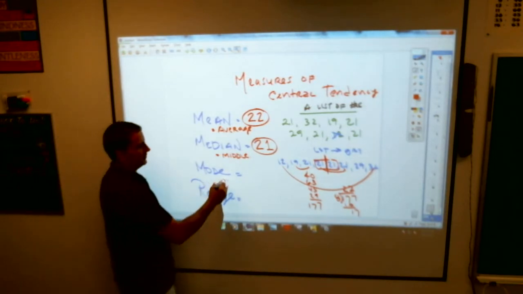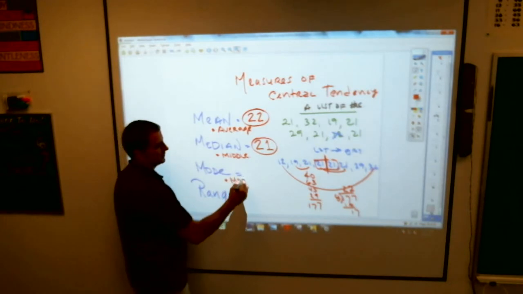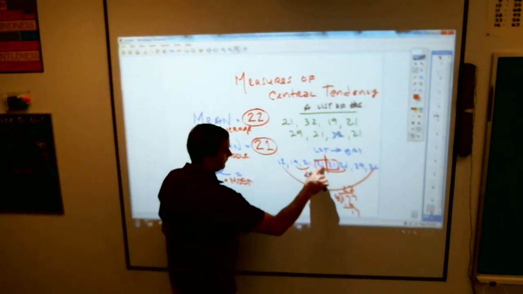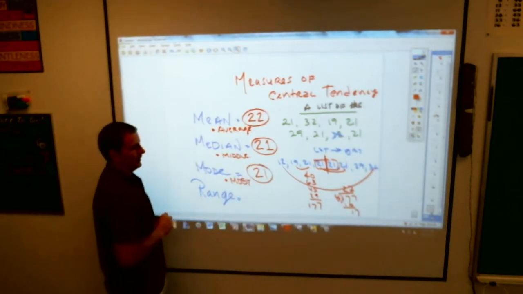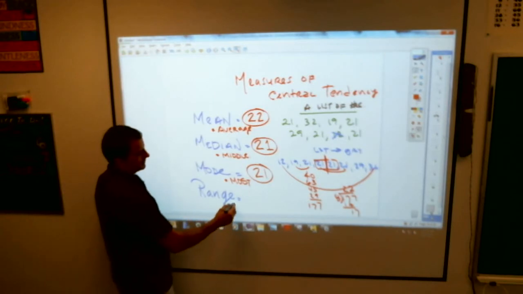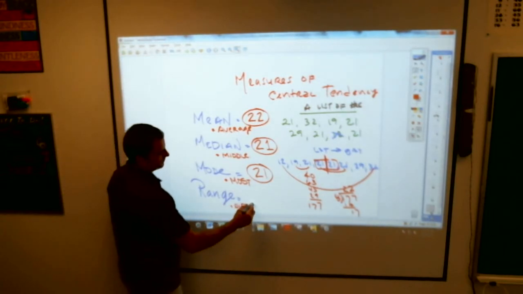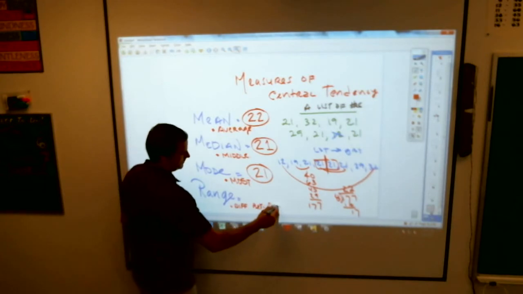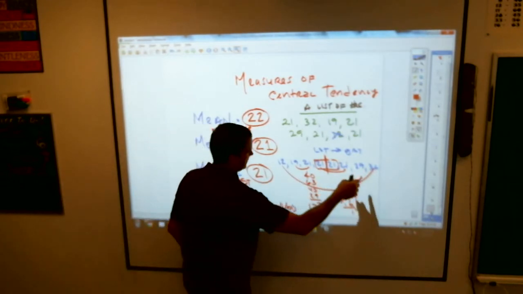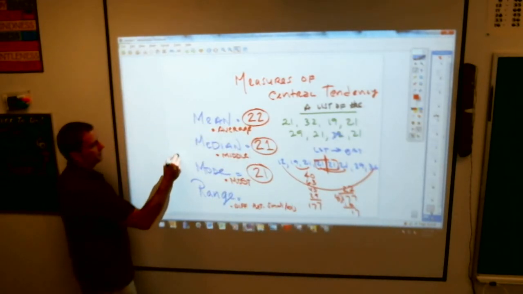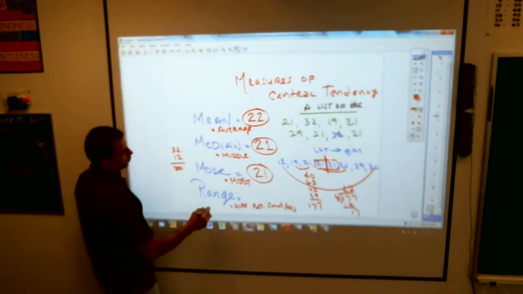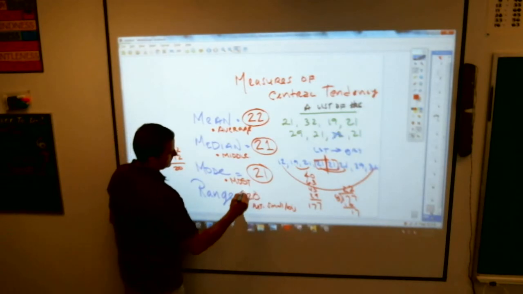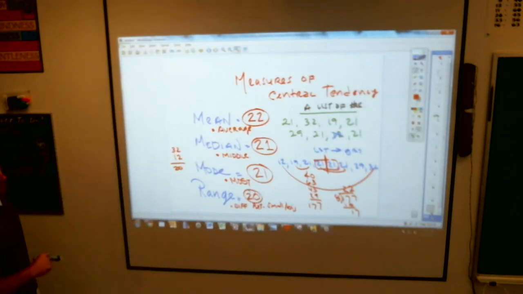Mode is the number that appears the most, which again is pretty easy there because we have 4 21s. And the range is the difference between small and big, which means you do the subtracting. The smallest class we have is 12. The biggest is 32. We have a range of 20 students. Because of your class there.